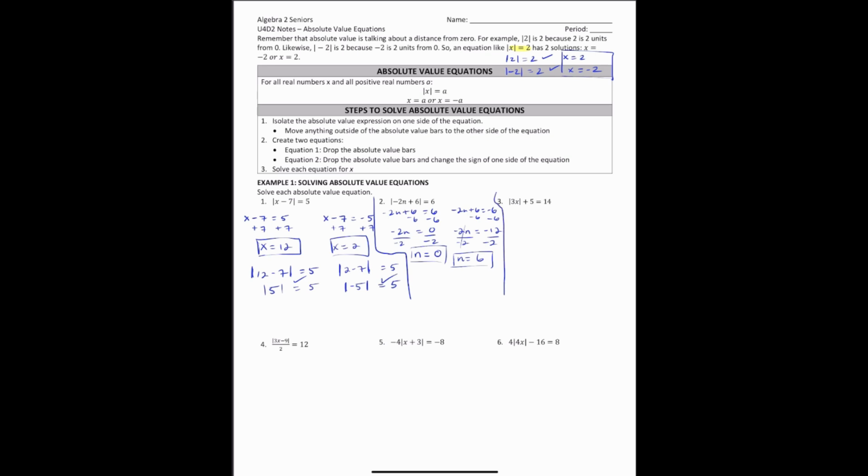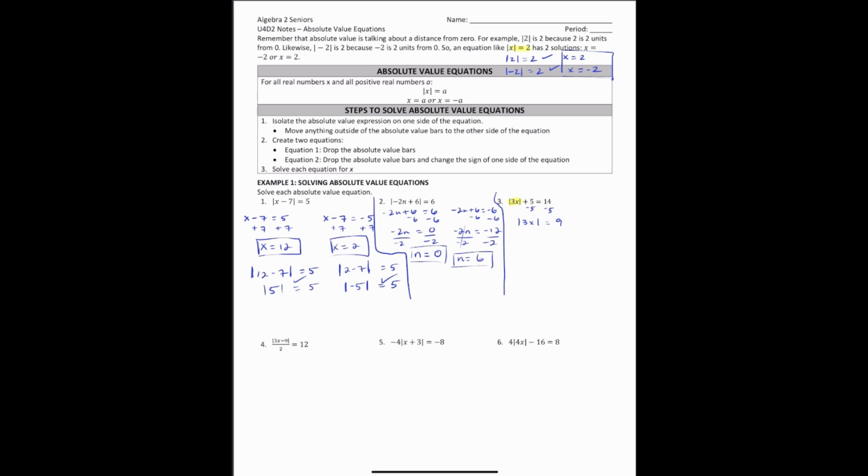Number 3, we have the absolute value of 3x plus 5 equals 14. So this is the absolute value expression, but it's not by itself because the 5 is in the way. It's on the same side of the equation with that absolute value of 3x. So what I need to do is subtract both sides by 5 first, and therefore you get the absolute value of 3x equals 9.